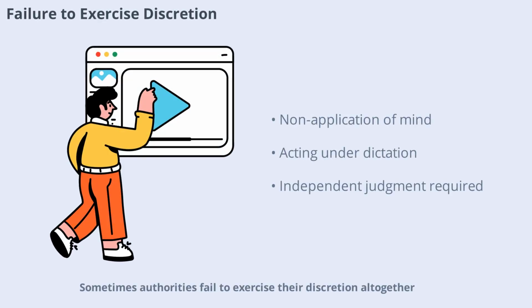Sometimes, authorities fail to exercise their discretion altogether. This can happen if they do not apply their mind to the facts, or if they act under the dictation of a superior, rather than independently. For instance, if a police commissioner cancels a license solely on government orders without personal judgment, courts may invalidate the action for non-application of mind.